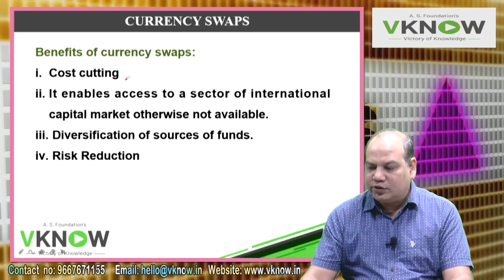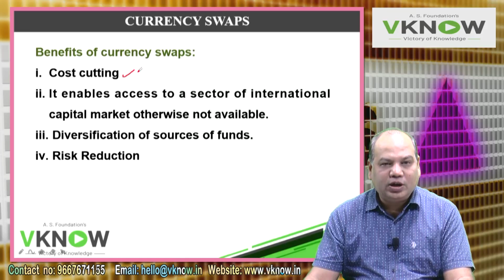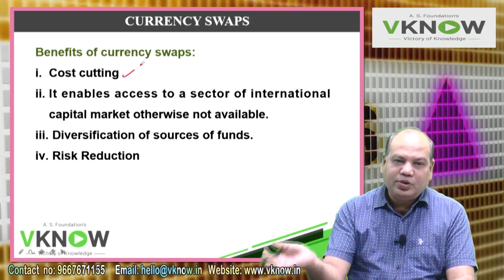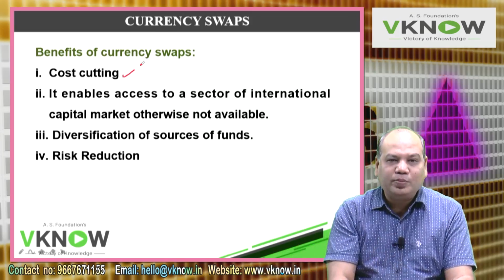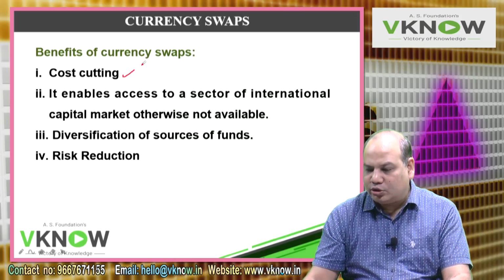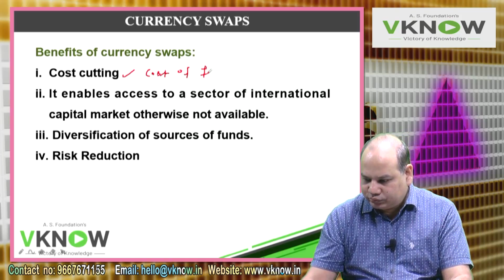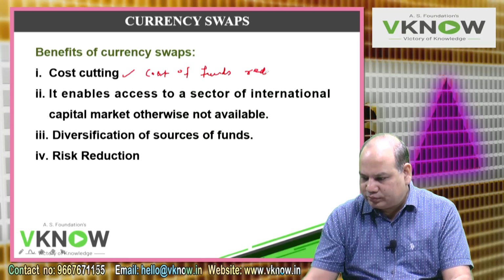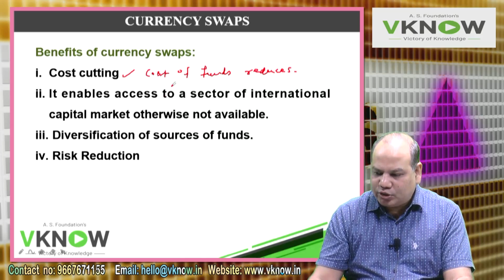The major benefit of currency swap is cost cutting. If an American company borrows directly in Japan, it may have to pay for example 8%, but through the swap it may have to pay only 5%. A Japanese firm, if it borrows in the US, may have to pay 15%, but through swap it may have to pay 12% only. So they are able to reduce their cost of funding. So cost of funds reduces. Both parties will use their respective strengths and try to reduce the cost.